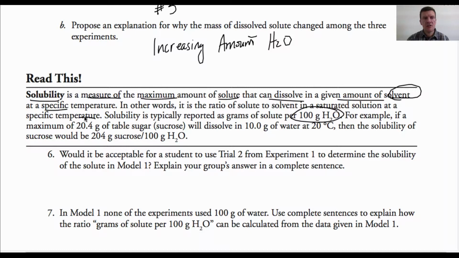So if you can dissolve 20.4 grams of sugar in 10 grams of water, then obviously that's not 100 grams there. You have to multiply everything by 10. That's 204. That's equivalent to 204 grams in 100 grams of water. Okay?